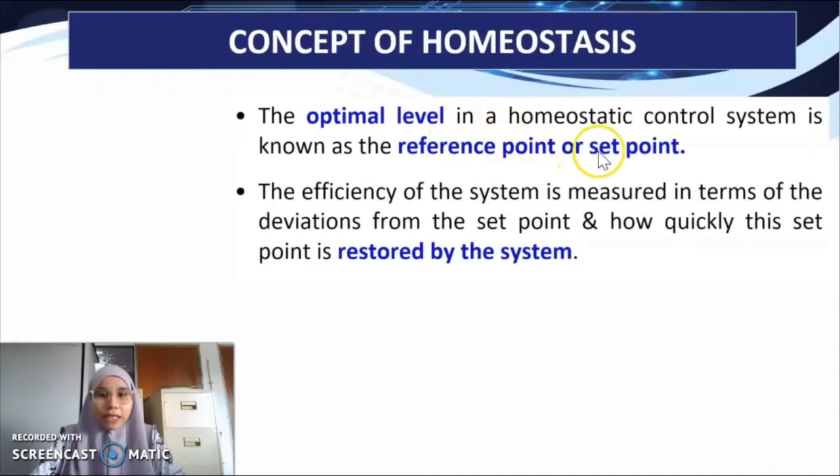The optimal level in a homeostatic control system is known as the reference point or a set point. The efficiency of the system is measured in terms of the deviation from the set point and how quickly this set point is restored by the system.